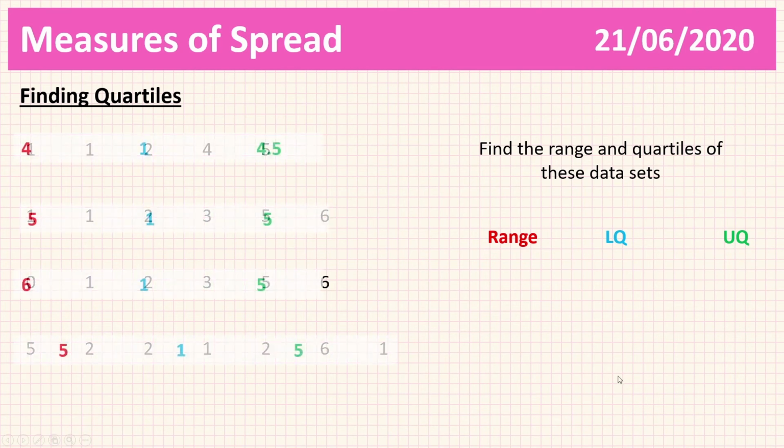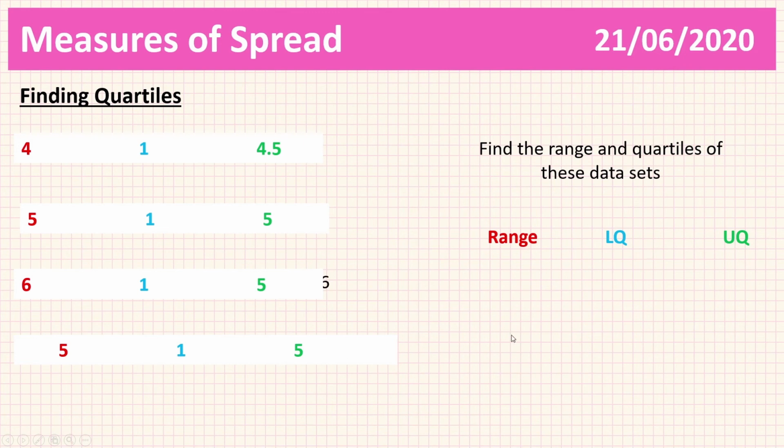Okay, so here are the answers. The answer to question 1 is 4 for the range, 1 for the lower quartile, 4.5 for the upper quartile. Question 2, 5 for the range, 1 for the lower quartile, 5 for the upper quartile. 6 for the range, 1 for the lower quartile, 5 for the upper quartile. 5 for the range, 1 for the lower quartile, 5 for the upper quartile.